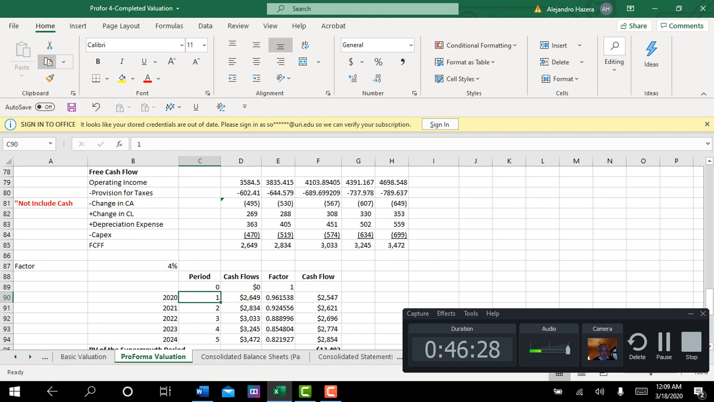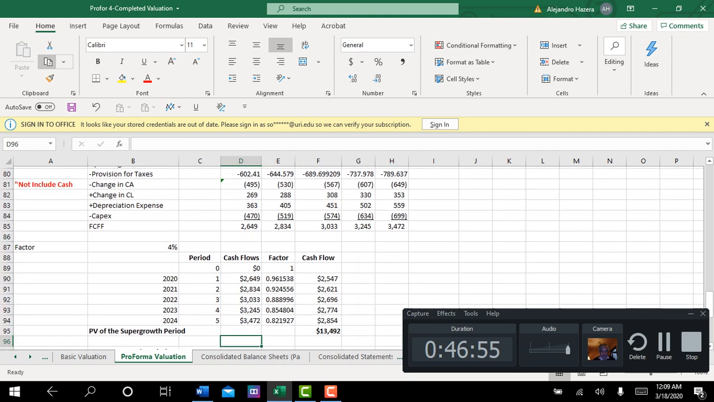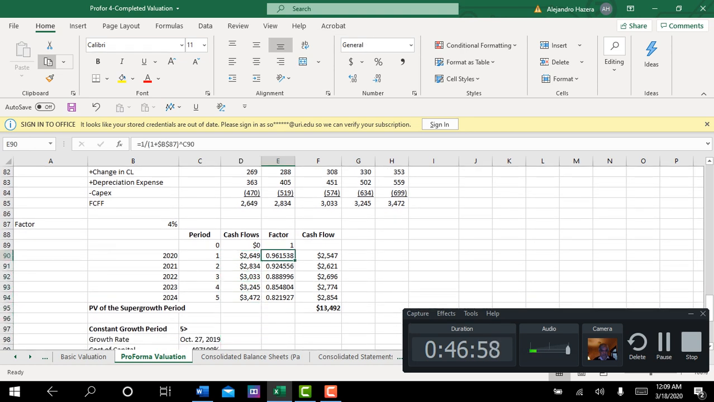So anyway, what we've got here is our cash flows are each equal to each one of these cash flows. There's 2020, there's 2021 right there, equal to E85. There's 2023 right there, equal to 3033. There's 2024 equal to 3245, and there's 3472 equal to 2024. Now my discount factor is based on, I know I can get the equation out, but I'm sort of shy about changing anything.